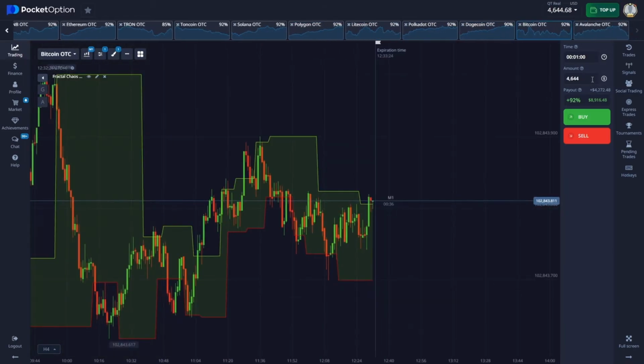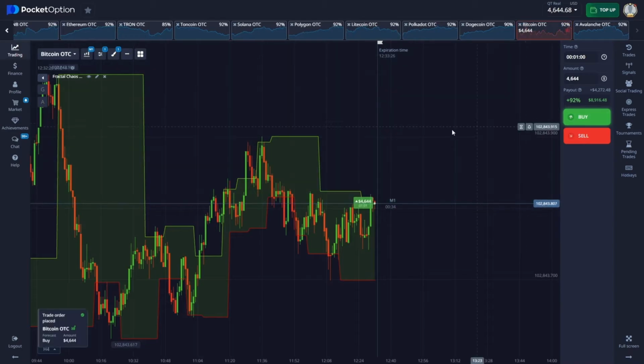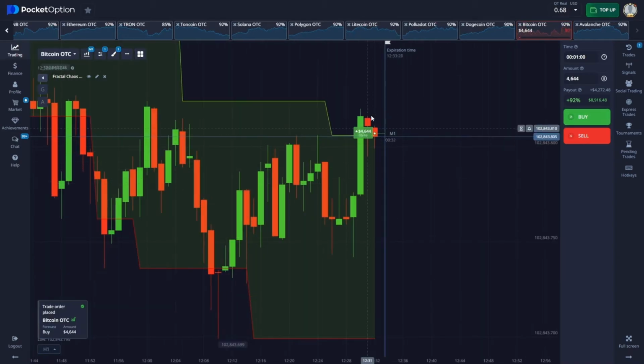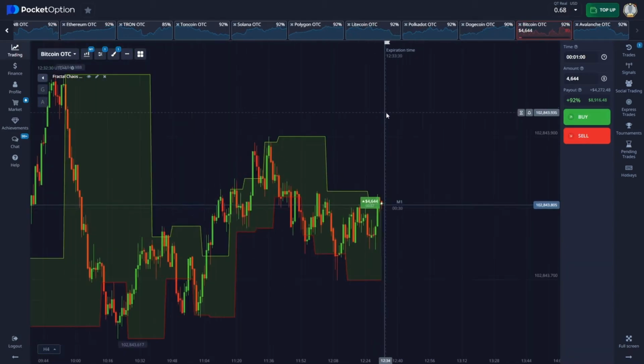On Bitcoin OTC again, we have a trade and I placed the trade for the upside move on Bitcoin OTC worth $4,644. This was a retracement trade. As you can see, the previous red candle closed at the level. That's why I took this trade for the upside move. You can see there was an uptrend as well. Currently, the trade is not going in our favor, but we still have 40 seconds left.